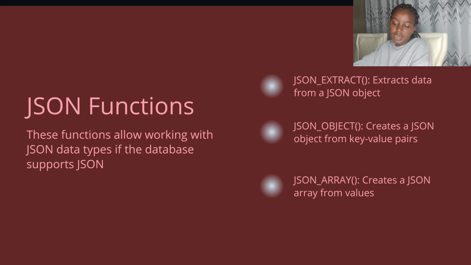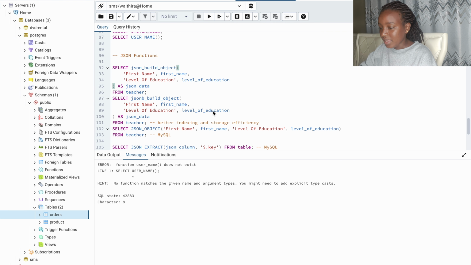So of course, they allow you to work with JSON data types if the database supports JSON. So we have common ones. I basically have listed the common SQL functions, and then we can specifically go to Postgres. So you have a way to extract data from a JSON object. We have JSON objects, which creates a JSON object from key value pairs, and lastly creates a JSON array from values, that is JSON array. So let's look at that.